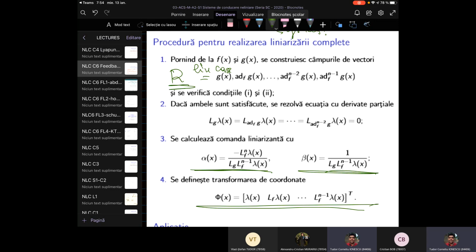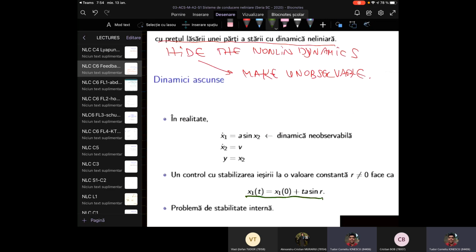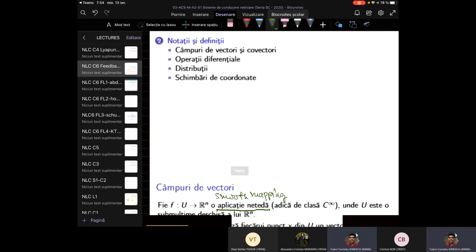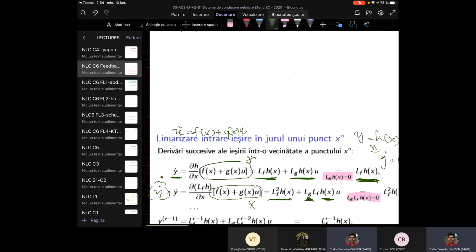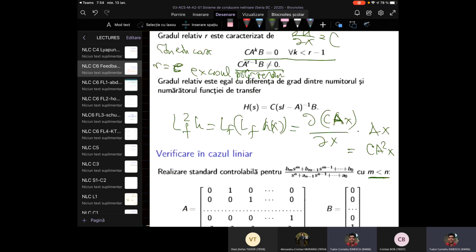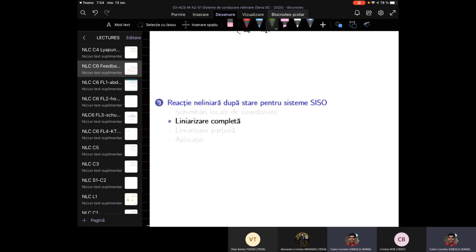It's not very easy, but if you check the linear case for these things, maybe you can understand a few things, okay?